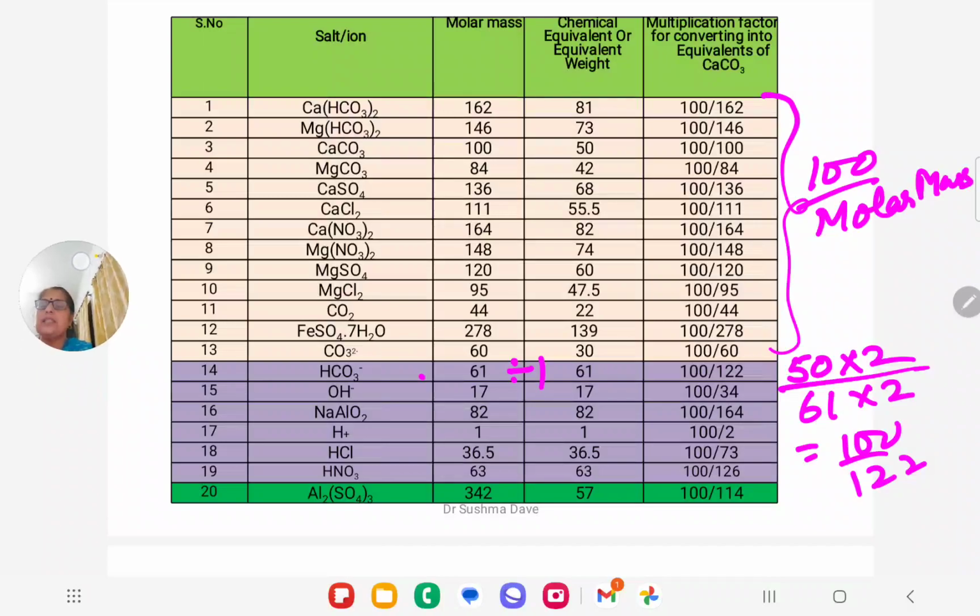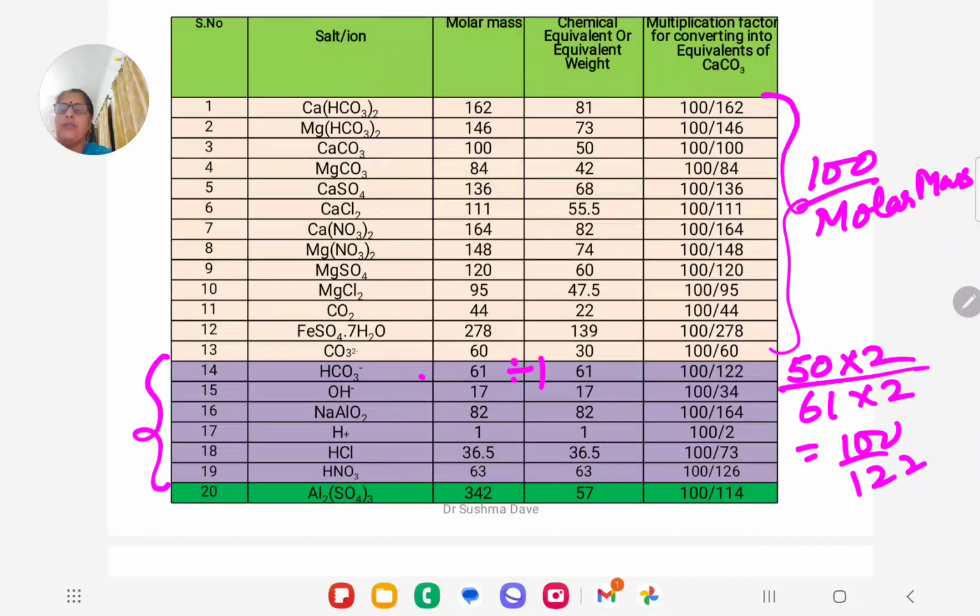So in this case, from 14 to 19, if you carefully notice, up to here all are divided by 1 and then doubled, so into 2. So this formula can be remembered as 100 upon molar mass into 2.